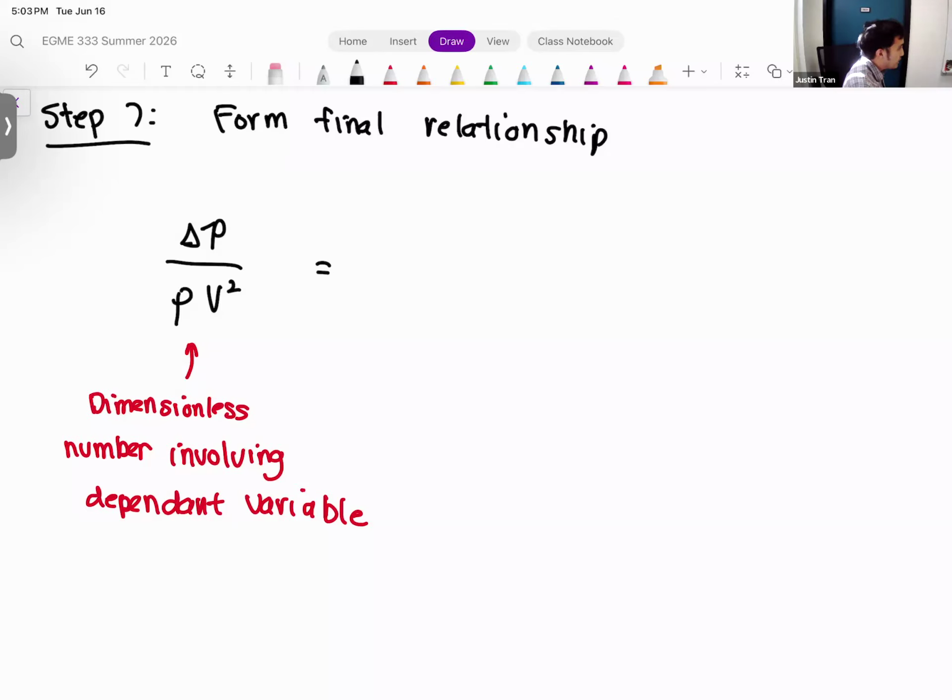Right, and so the argument we're making is that our dimensionless variable involving our dependent variable is going to be a function of all of the other dimensionless variables in our system. So it's going to be equal to phi of mu divided by diameter times the density times the velocity.